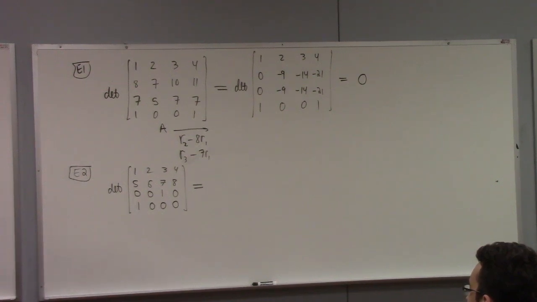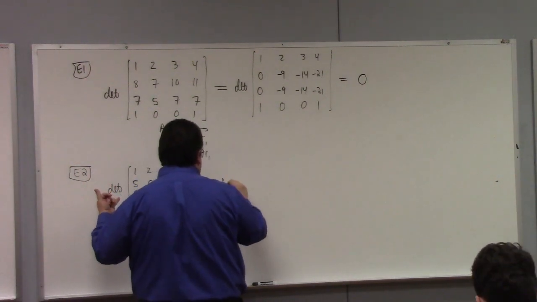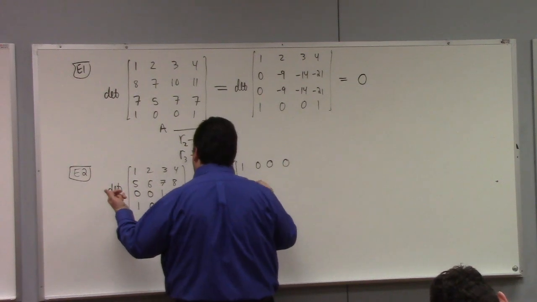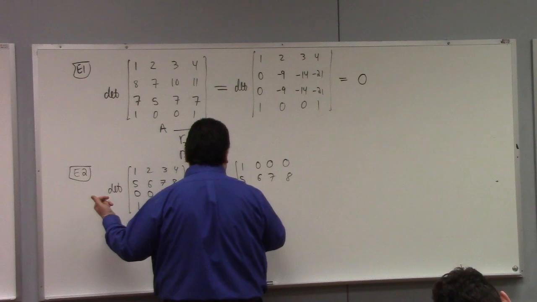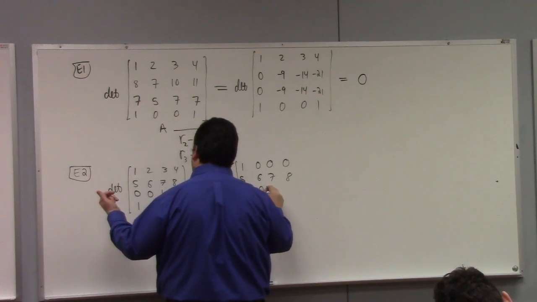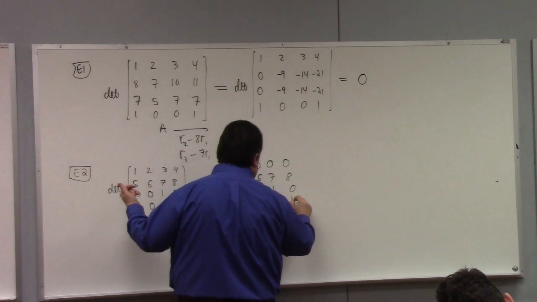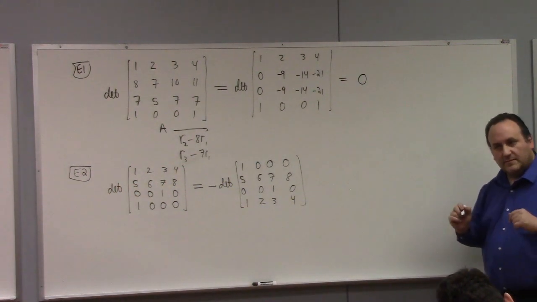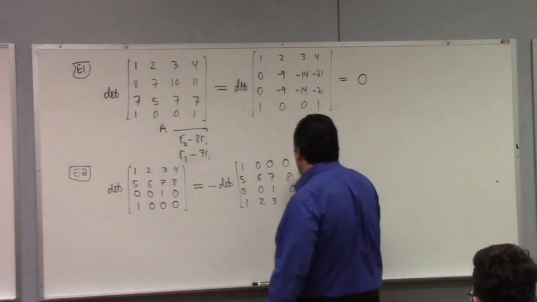And so one thing I can do is just say, okay, I'm going to do a row swap. This is minus the determinant of 1, 0, 0, 0, 5, 6, 7, 8, 0, 0, 1, 0, and 1, 2, 3, 4 down here. So I just put a minus because I row swapped. You got that? All right, and then see how this goes?